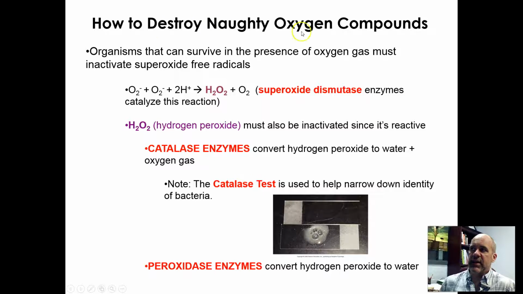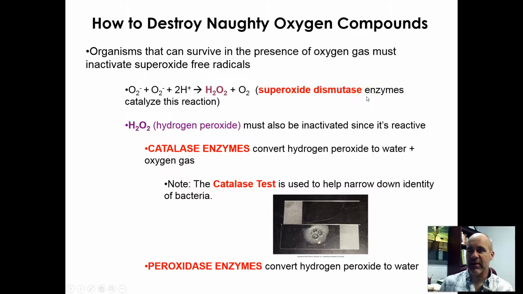Okay, so all living things that live around oxygen gas have to have ways of destroying these naughty oxygen-containing compounds. And some examples are they do this through the use of enzymes. So there are various enzymes. We're going to talk more about enzymes in Chapter 7, but they're proteins, almost always. And these proteins function basically like little machines that carry out chemical reactions. They force them to happen. And enzyme names usually have ASE on the end. So one enzyme is called superoxide dismutase.